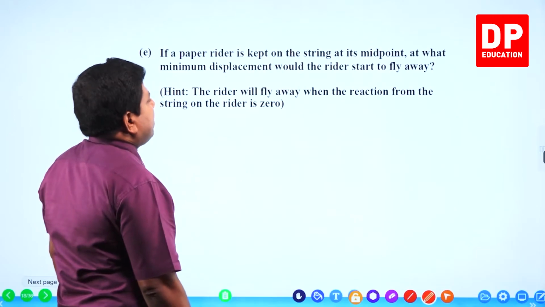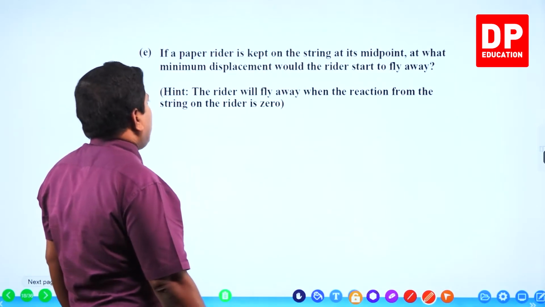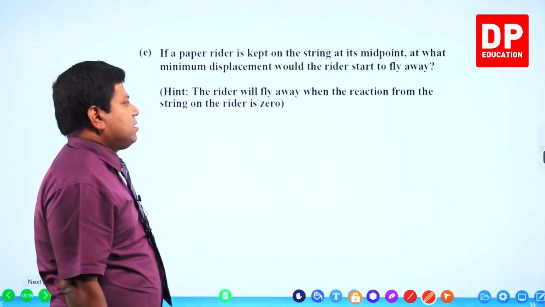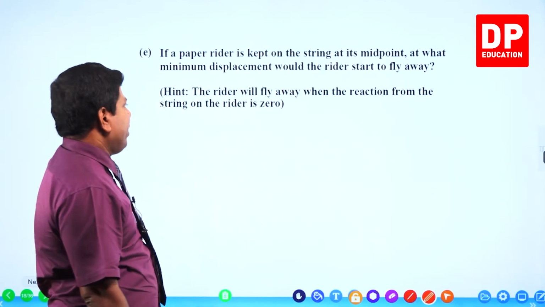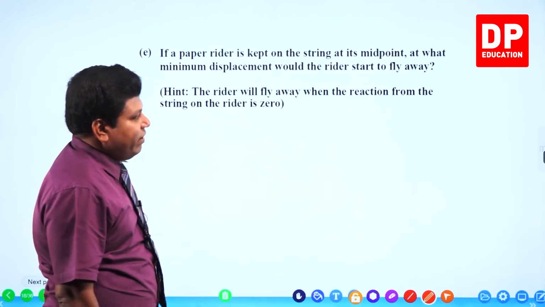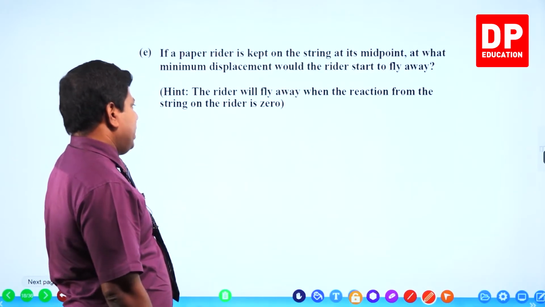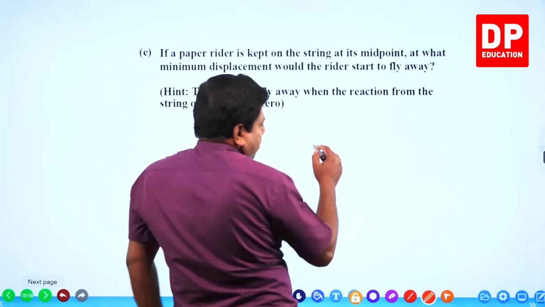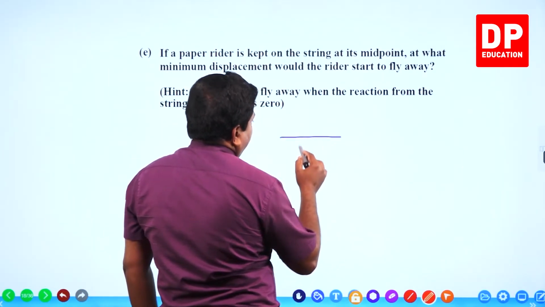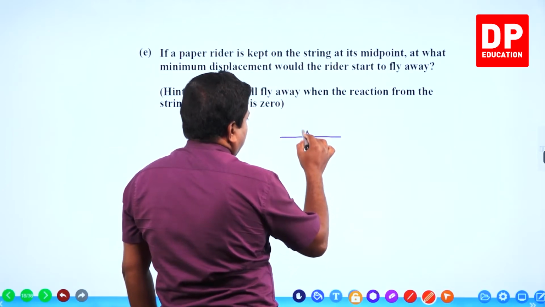If a paper rider is kept on the string at its midpoint, at what minimum displacement would the rider start to fly away? This is a question connected to mechanics. They have given you a hint also. The rider will fly away when the reaction from the string on the rider is 0. Hold on. Let's try to understand this. This is how the string is going to be. This is how the paper rider is going to be on top of it.